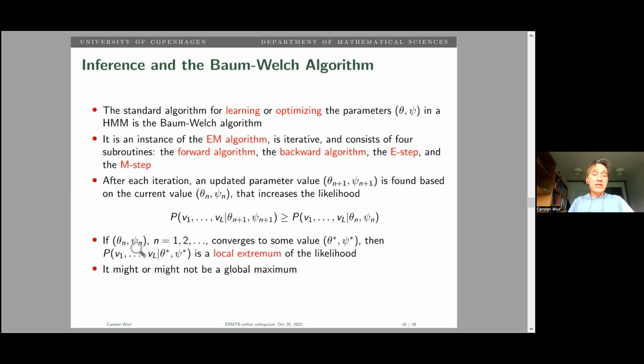And what is guaranteed is that if the parameter values we find in this iterative way converge to some value, say theta star, psi star, then the likelihood evaluated at this parameter point is a local extremum of the likelihood. Local extremum means it can be a local maximum, or a saddle point. It can even be a local minimum. If we start out in the minimum, we would remain in a minimum. So you're not guaranteed to find a global maximum in this way. And you're neither guaranteed that there's a convergence, but this is often seen in practice.